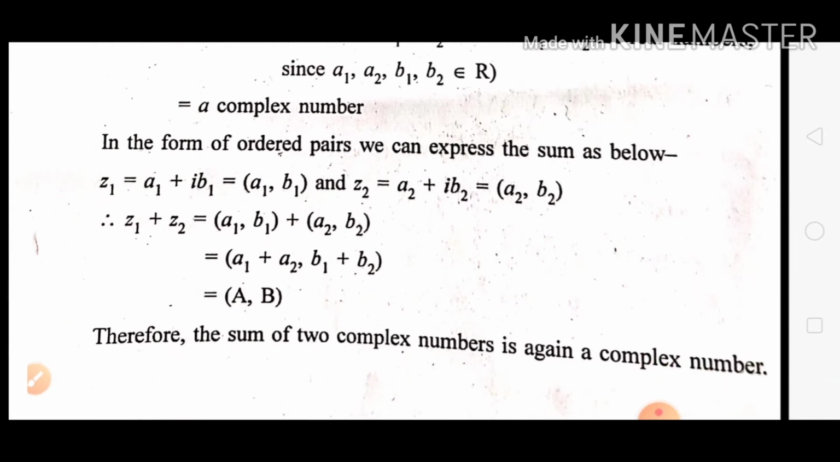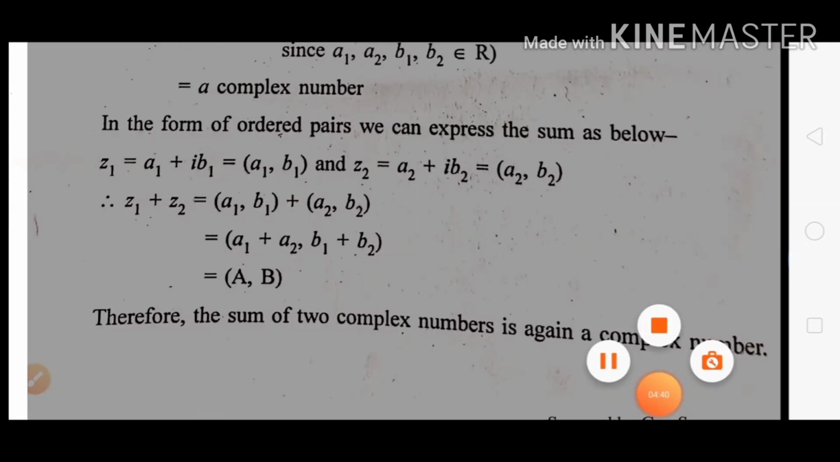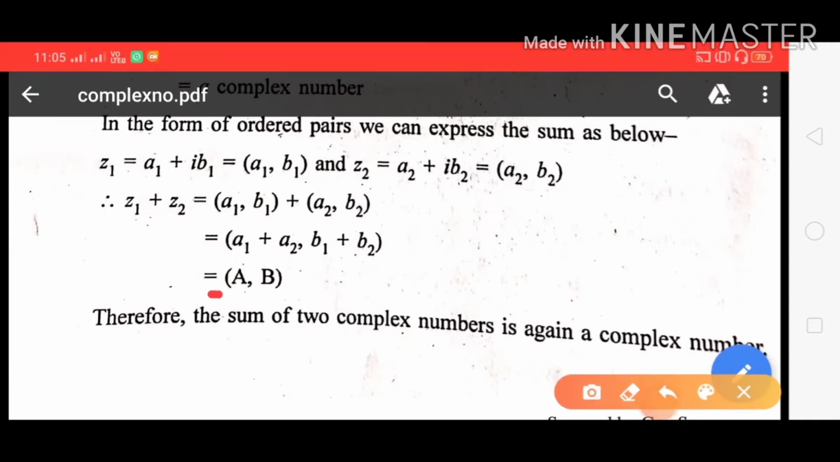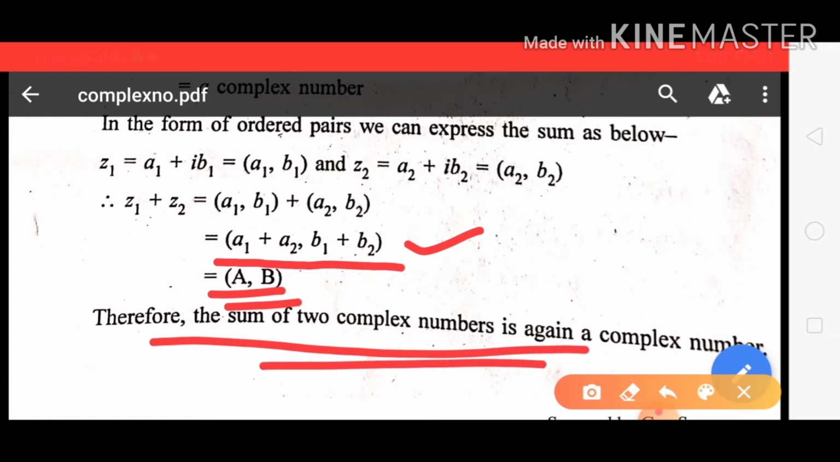So as an ordered pair, you can write it as a comma b, where a is the real part and b is the imaginary part. The sum of two complex numbers is also a complex number.